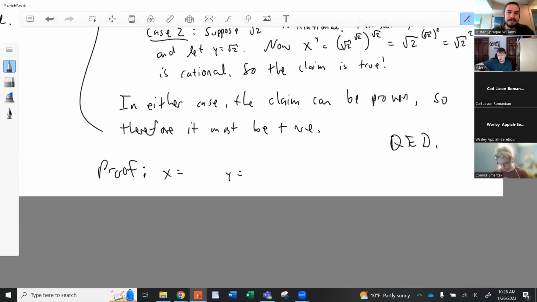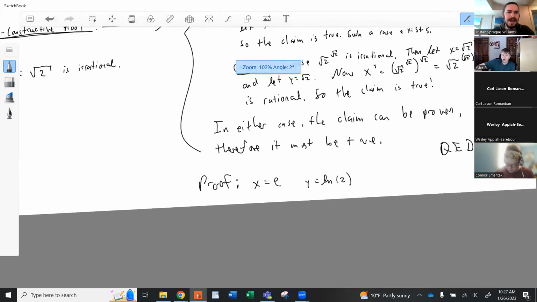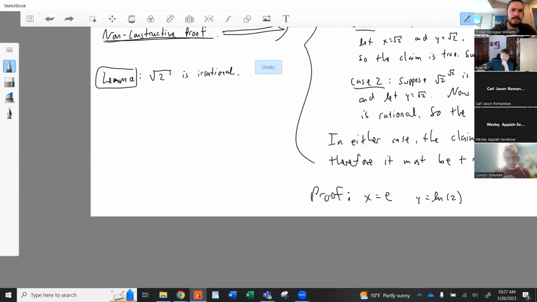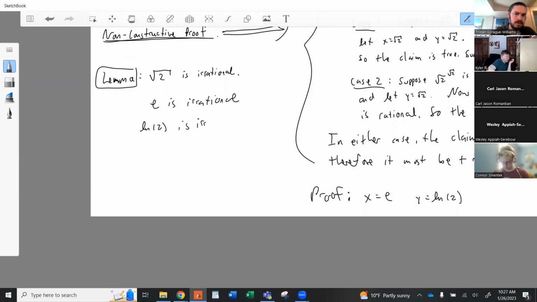I'll give you one. E and natural log of 2. It can be proven that E is an irrational number. This is pretty well established. And the natural log of 2 is also an irrational number. Like how my first version relied on the fact that square root of 2 is irrational, this proof is going to rely on these other facts that these two numbers are also irrational.